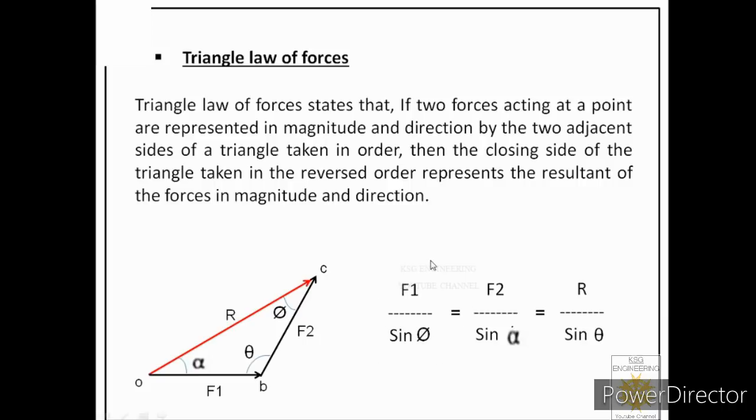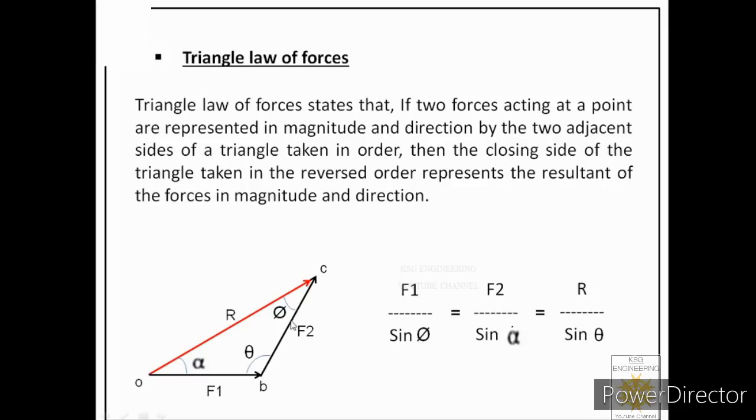See the first part. Over here F1, that is the first force, is divided by sine phi. Now let us concentrate on this angle. This angle is in between the other two forces. The other two forces in the system are R and F2. So F1 is divided by the sine of the angle between the other two forces. This is equal to F2.